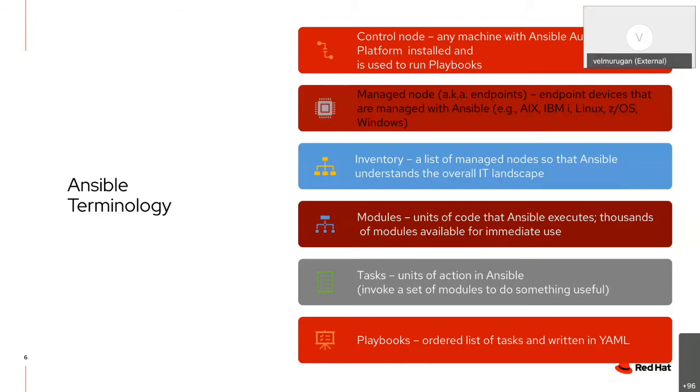Then you have the managed node, sometimes called the endpoint device. This is the location where the Ansible modules perform the automation. The endpoint device is basically what I will call the target. If you want to perform automation on AIX, IBM i, Linux, z/OS, or Windows, this is the managed node. And then we have the Ansible inventory.